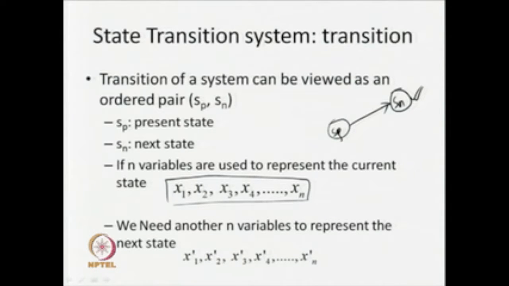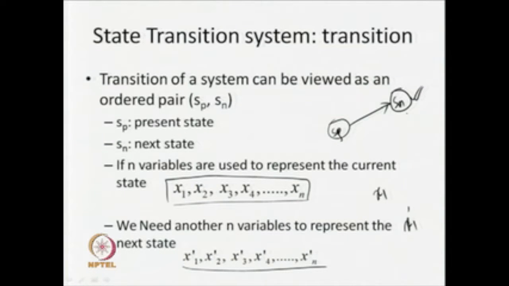I need another n variable to represent this particular next state, and I will say that the prime version of the original variables are used to represent this next state behavior. So, if I have an x1 variable which is related to your present state S0, then corresponding to S1 I am going to use one variable, x1 prime, which will represent this particular next state. That means we need another set of state variables to represent the next state.